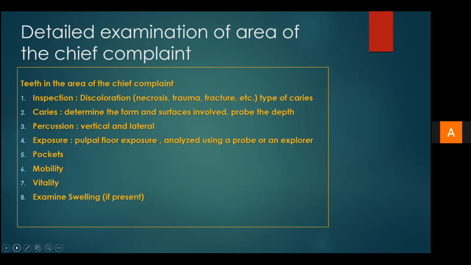If you percuss the tooth from above, like a vertical percussion, and the patient is having pain, you can suspect an apical lesion, a periapical lesion. This vertical percussion is done on the cusp of the teeth, almost holding the probe in a perpendicular fashion. Then comes the lateral percussion.